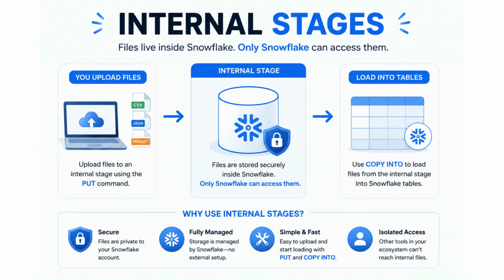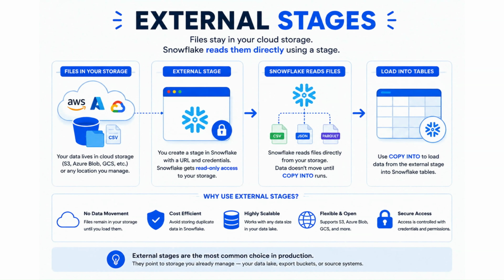External stages are the most common choice in production. They point to storage you already manage, your data lake, your export buckets, wherever your source systems write files. You create the stage in Snowflake with a URL and credentials, and Snowflake reads files directly from your cloud storage. The data doesn't move until copy into actually loads it.